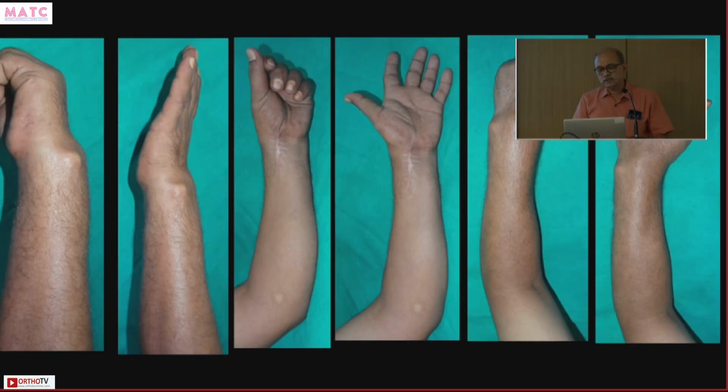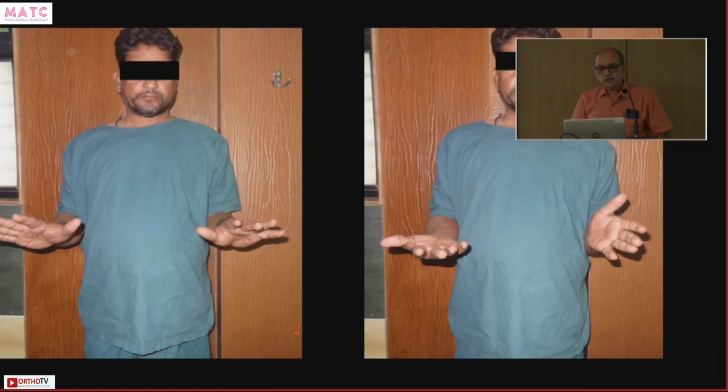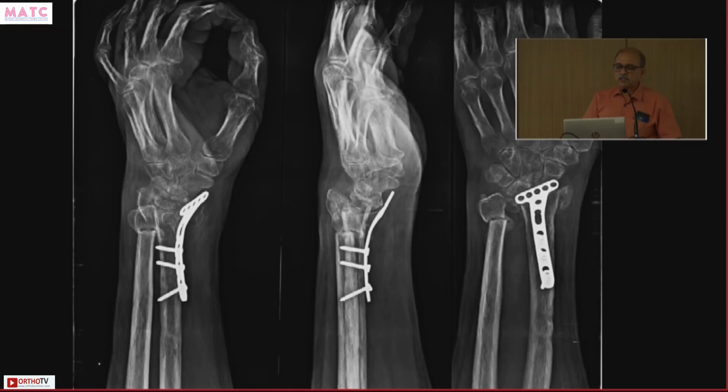So in a few cases, you have to do what we call buttressing the lunate only. So you buttress the lunate, and the wrist does not look very bad. As I've said, wrist motion should not be given a lot of importance or predominance. You should concentrate on forearm movements and hand function.